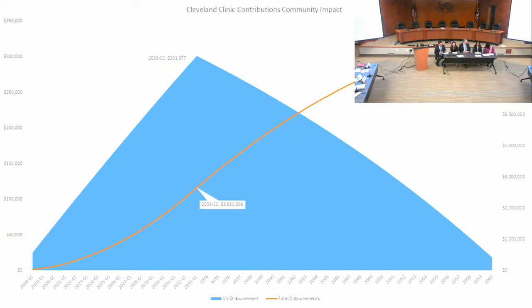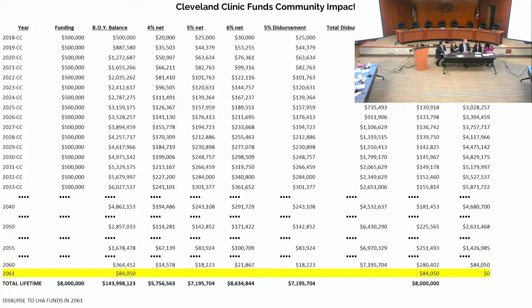Just those funds alone, with no gifts or anything like that, would have a total impact on the community of about $7.2 million over time. The orange line is the total impact. The blue is what's going on over time. And then this is a chart showing what would happen there. Now, in this example, in the last year there was $84,000 left, and we just dispersed that over to the LHA funds at that point.